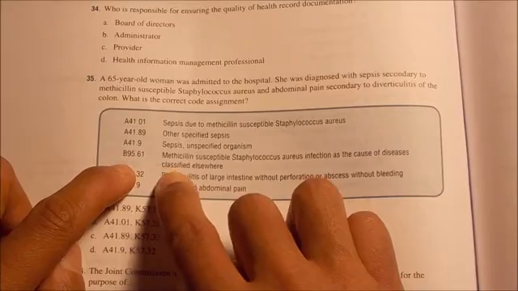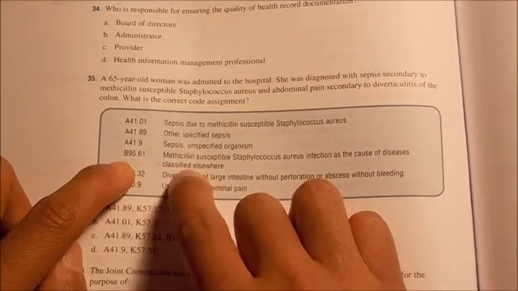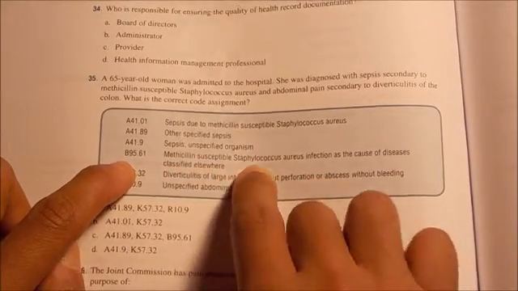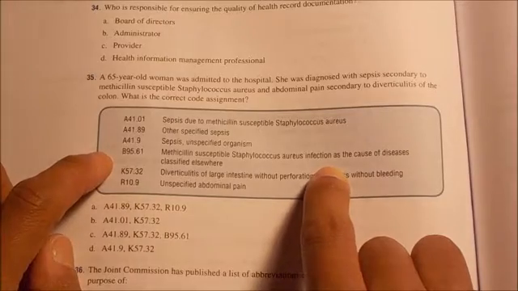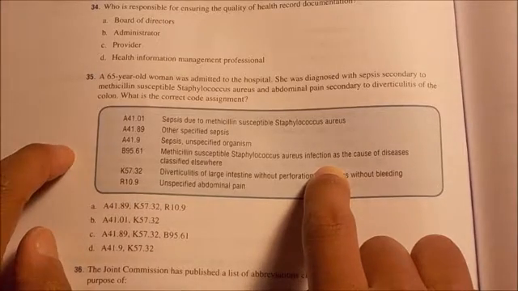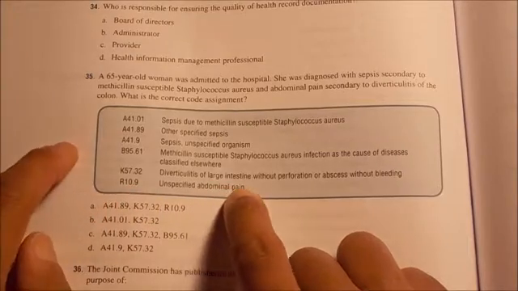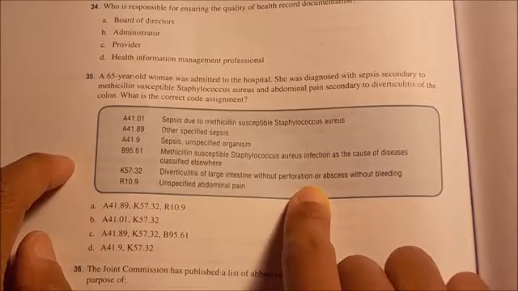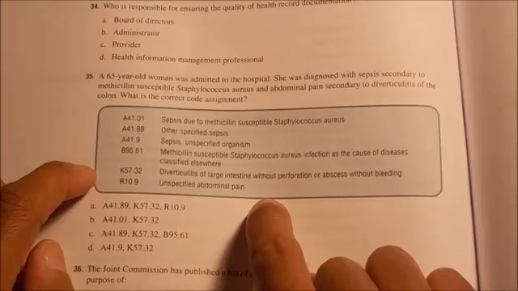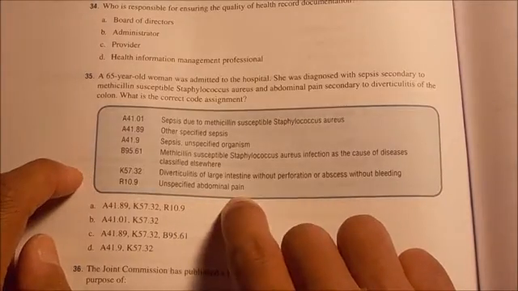And then kind of in that group is the B95.61, methicillin susceptible Staphylococcus aureus infection as the cause of disease classified elsewhere. And then there is the code K57.32, diverticulitis of large intestine without perforation or abscess without bleeding, and then R10.9, unspecified abdominal pain.